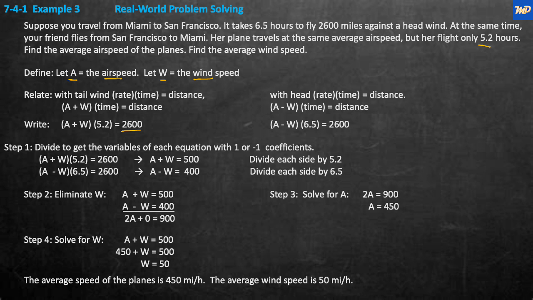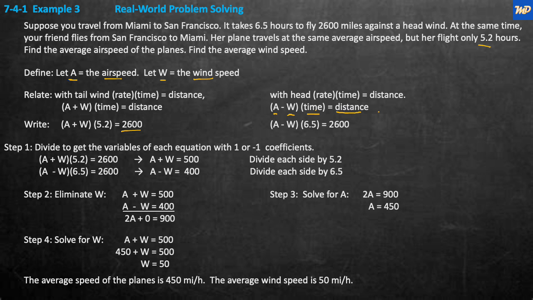So with a headwind, rate times time is distance. A minus the wind speed, because the wind is slowing you down now. It's pushing you backwards. Times the time you're traveling will give you the distance. We know the distance, we know the times, and we're trying to find A and W. So the airspeed minus the wind speed times 6.5 hours is going to be equal to 2,600 miles. So what's step one here?